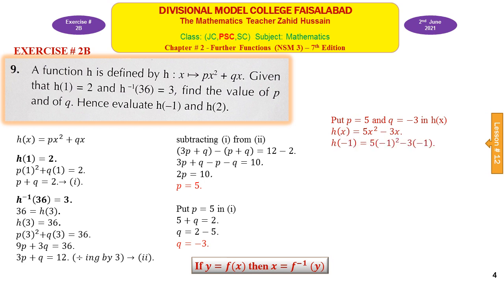Now find the value of this function when x is equal to minus 1. Replace all x's by minus 1. Simplify, we get h of minus 1 is equal to 8. Similarly, the value of this function h when x is equal to 2 is equal to 14.